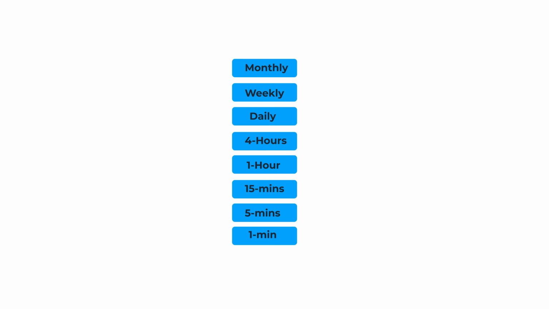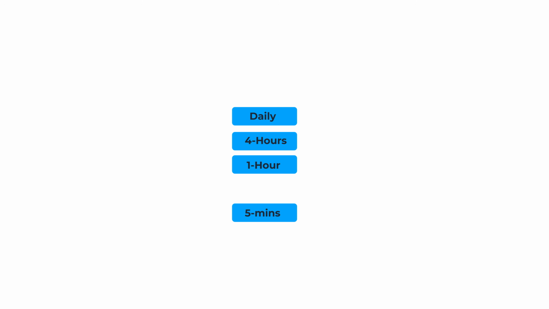A much simpler approach is to use no more than 3 time frames. For this strategy, we'll use the 1-hour chart as our main analysis time frame, the 4-hour and daily charts for higher time frame context, and the 5-minute chart for entry confirmation when needed. Each chart has a specific purpose.